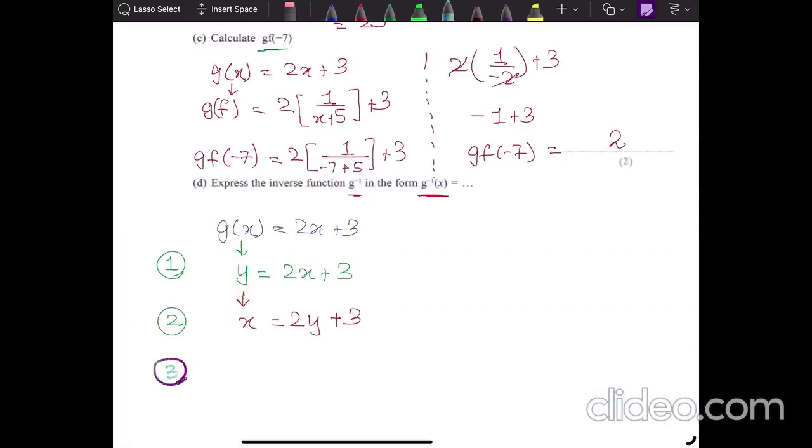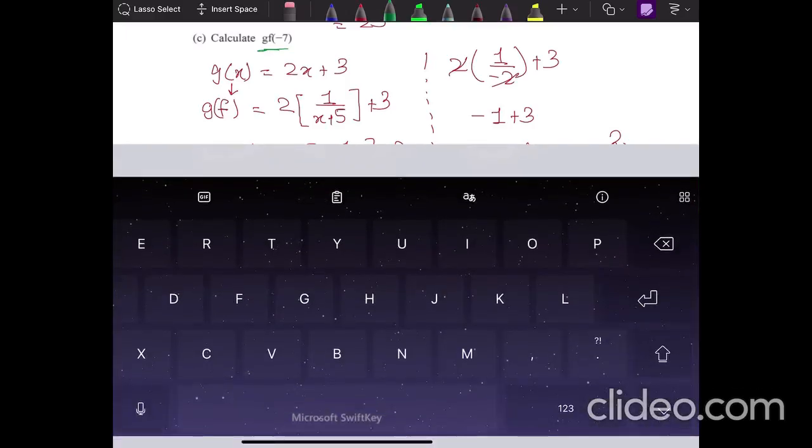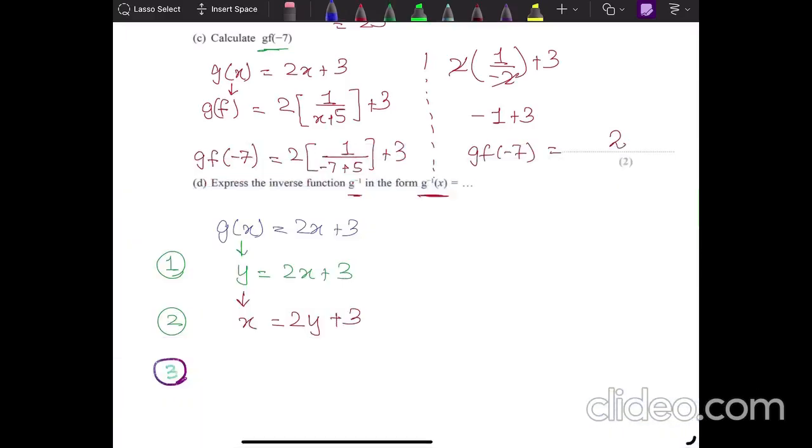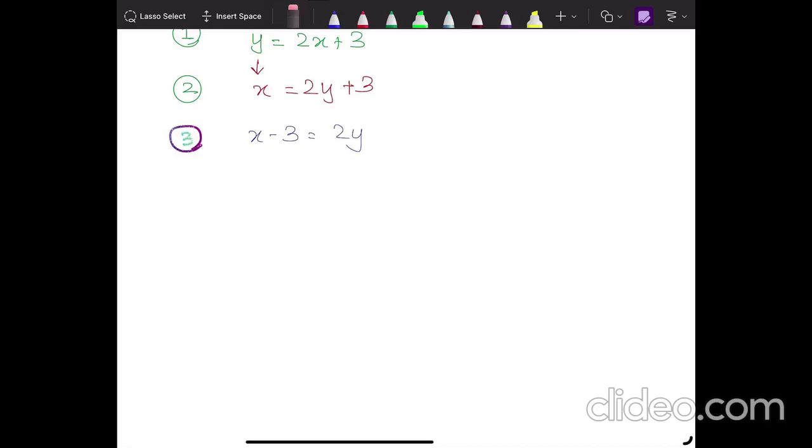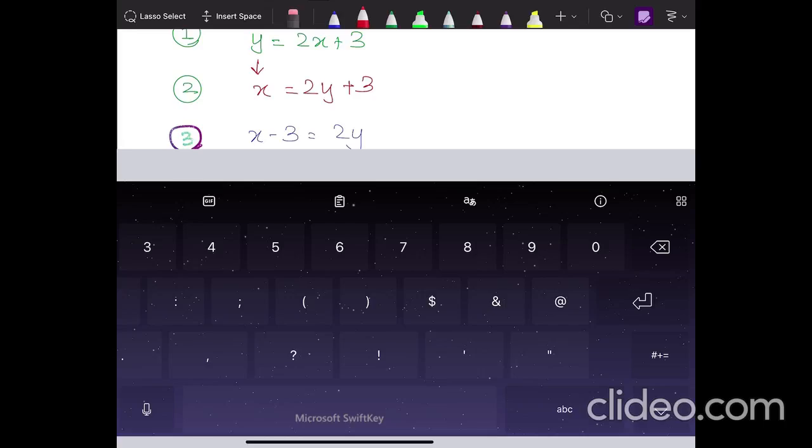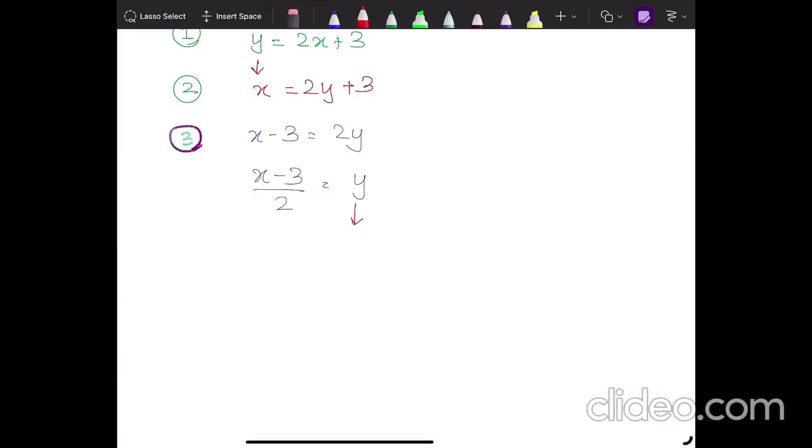So to make y the subject, you will take 3 to this side, keep it as it is, and then take 2 to the other side, where it gets divided, like this. And once you have done all of these three steps, you will replace this y with inverse, and you will say that the function has been inversed, right?